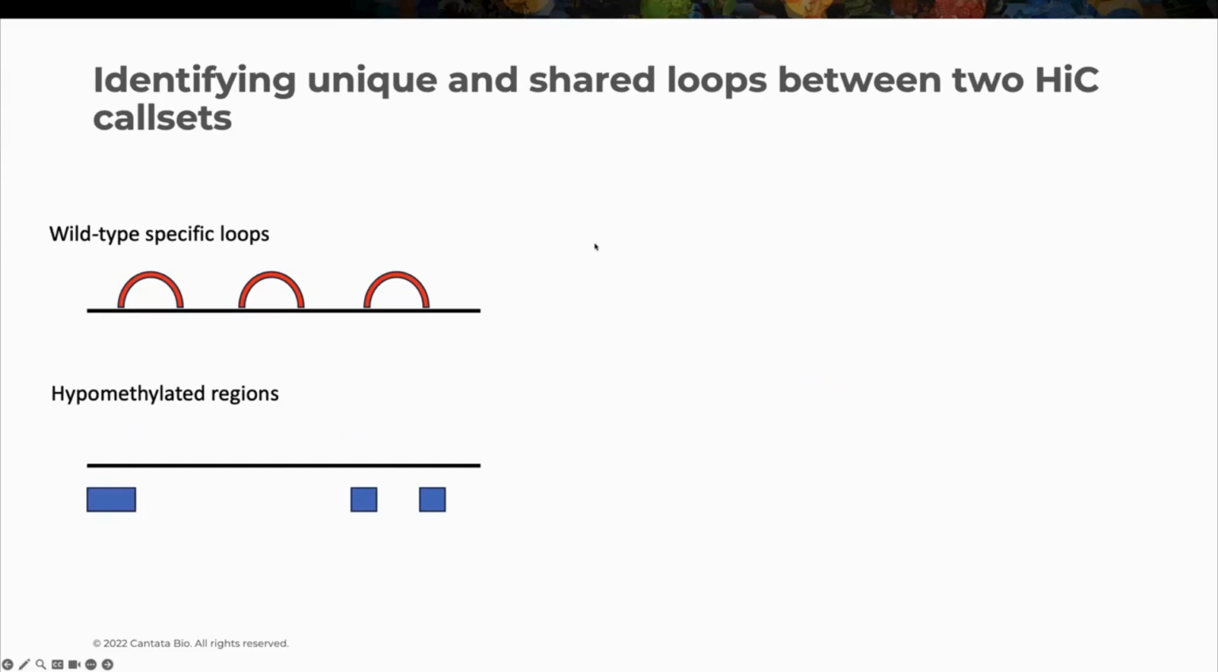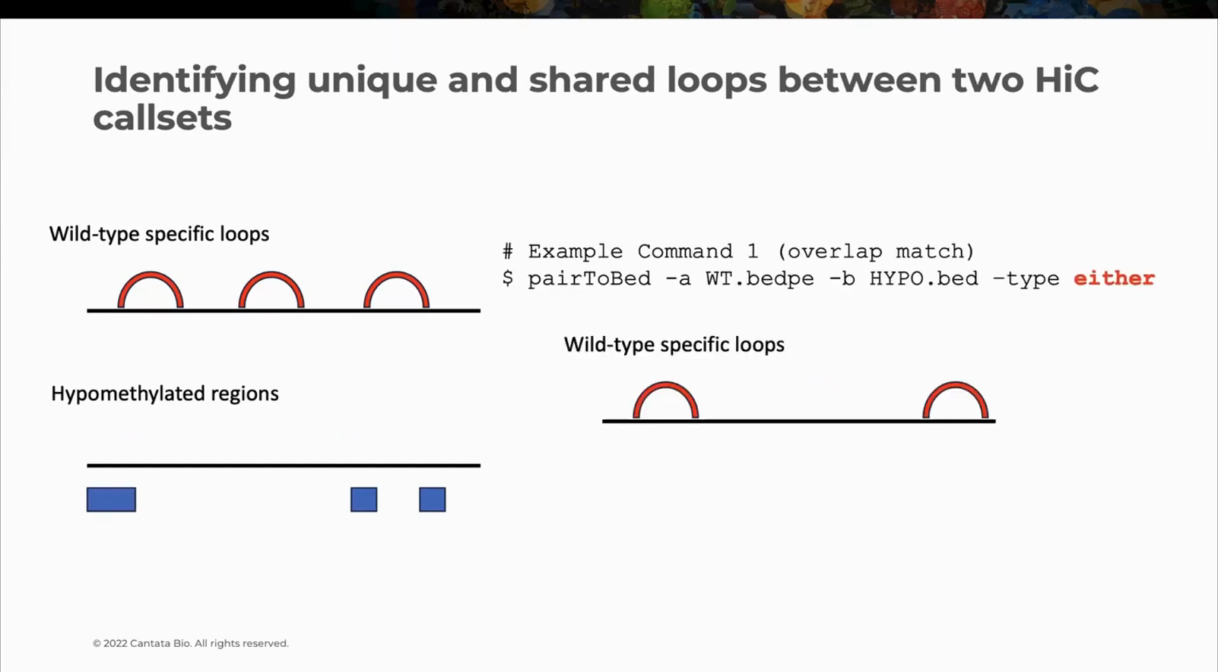Now we want to take those loops and overlap them with our hypomethylated regions. There are various ways to do this. We can look at loops that align on only one side or loops that align on both sides. So using the type either would return this loop and this loop, because both sides overlap here and one side overlaps here. So we'd get both of those. If we use the type both, only the loops that overlap on both the left and the right side would be returned. Depending on our hypotheses, we might choose a different strategy for how we overlap our loops and our regions. In this case, as the command suggests, we're using a pair file against a bed file. So this is a two-dimensional file that we're overlapping with a single-dimensional file.